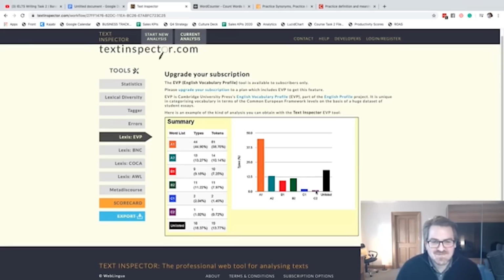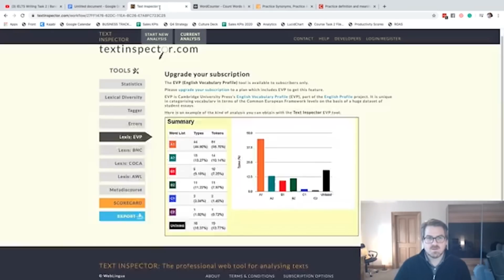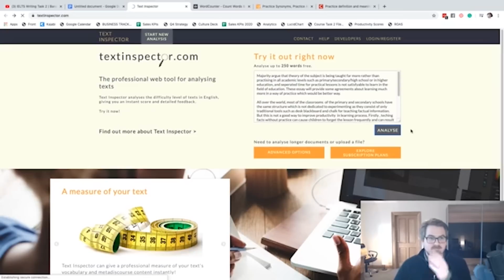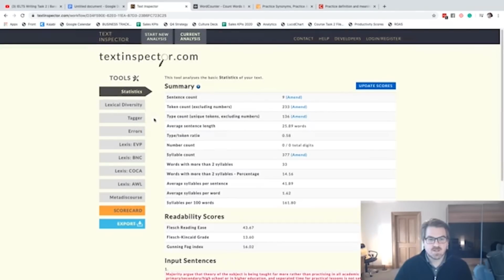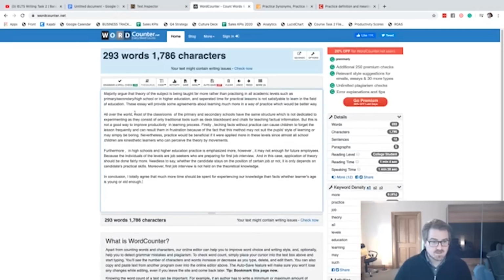sense, let's say. But while you're writing your own essays, what you can do is put it into Text Inspector, click analyze, and it will analyze all of the words in there for you, and then go to Lexis EVP, and it'll give you this nice little breakdown. There's also a nice little tool here. All these are totally free, by the way.